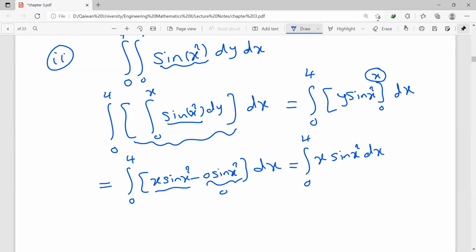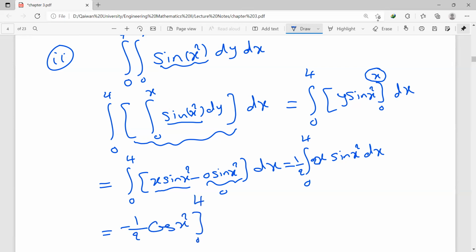Can you find this integration now? Yes, because we can create the derivative of the angle. The derivative of the angle is 2x. So you must have 2x here, and we add a half outside. The integration of sine is minus cosine. So it equals a half times minus cosine x squared, which is minus a half cosine x squared, from 0 to 4.